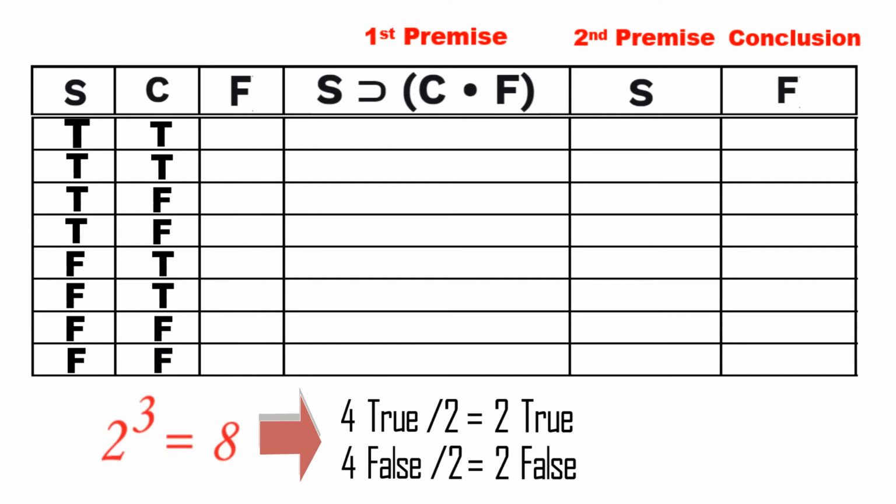Now for the next column, that is column F, we need to divide the 2 true and false values by 2. Thus, we will have one true and one false value. And the rule is, we will write one true value first and then one false value. Now the truth table will look like this. For the remaining rows, we will write one true value and one false value alternately. So the truth table will finally look like this.